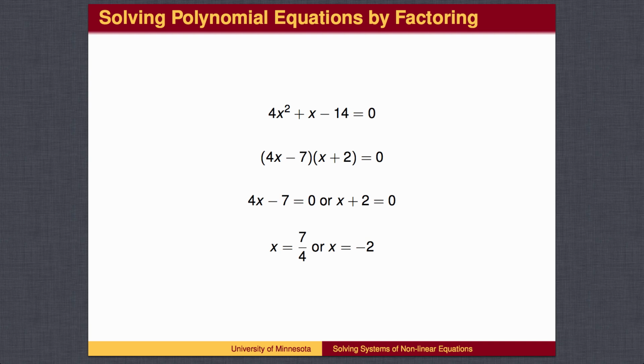Let's review the methods of solving polynomial equations. The first method is factoring. The key to this method is that the factors multiply to 0 only when one of the factors is 0. We need to have the right-hand side of the equation equal to 0. We then factor the polynomial. There are certain patterns with which you may be familiar, but the basic method is simply to guess and check.